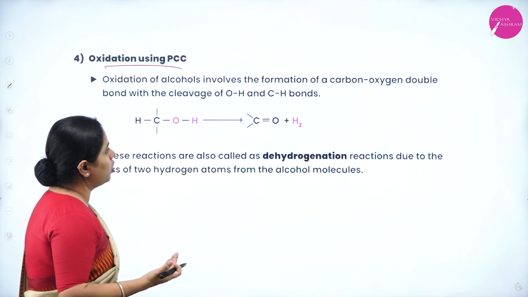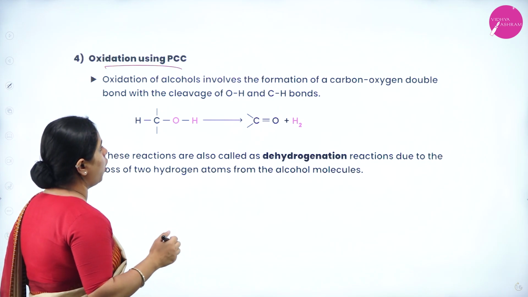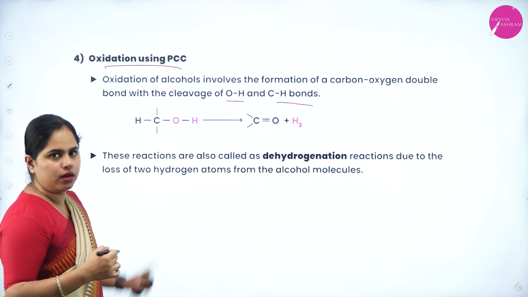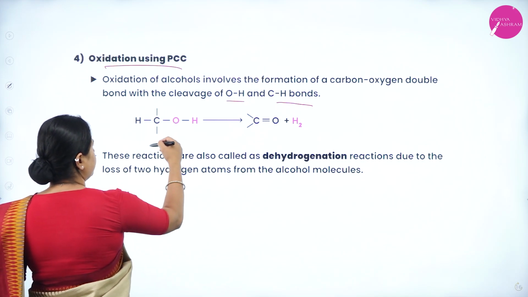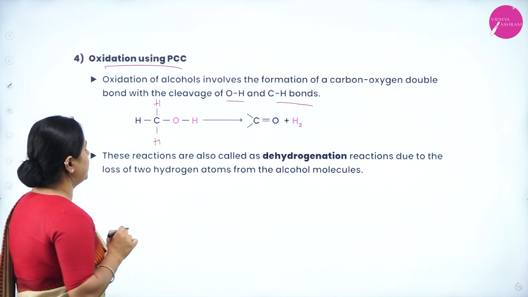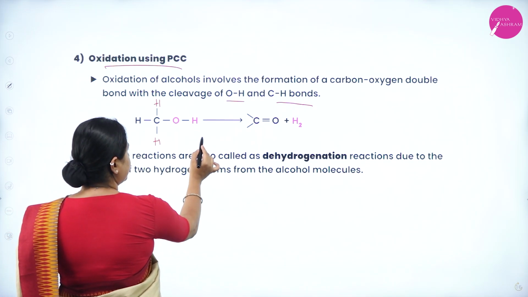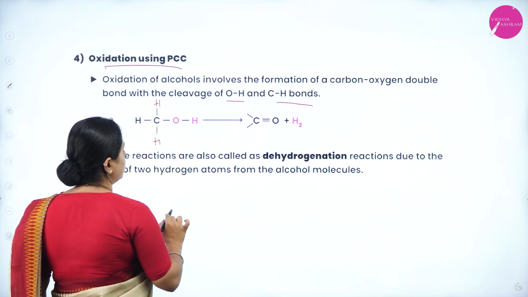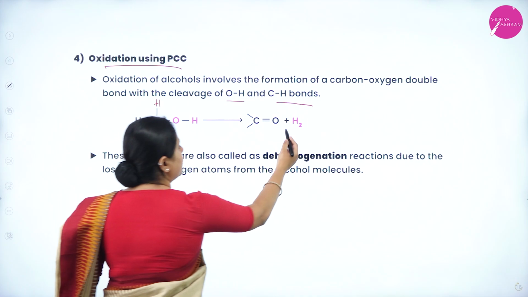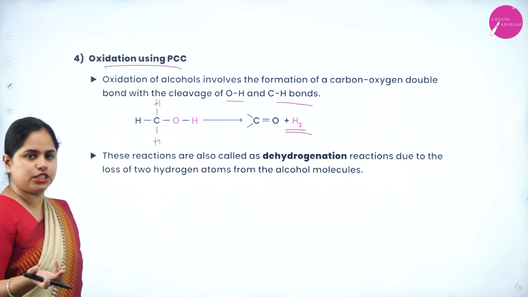So oxidation of alcohols involves the formation of a carbon-oxygen double bond with the cleavage of the oxygen-hydrogen bond and carbon-hydrogen bond. So as you can see, alcohol is shown here. This can be any other group. Let's fill it in with hydrogen itself. So this is your methanol. Now what happens? A cleavage will happen between the oxygen-hydrogen bond as well as the carbon-hydrogen bond also. So now what happens? Hydrogen will be released. That means H2 will be removed. That is also oxidation, right?